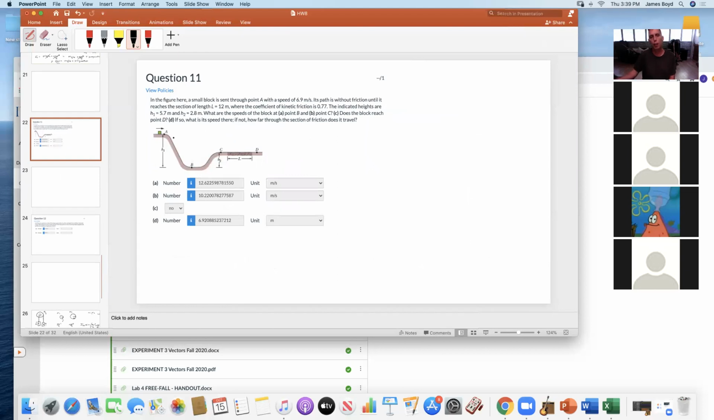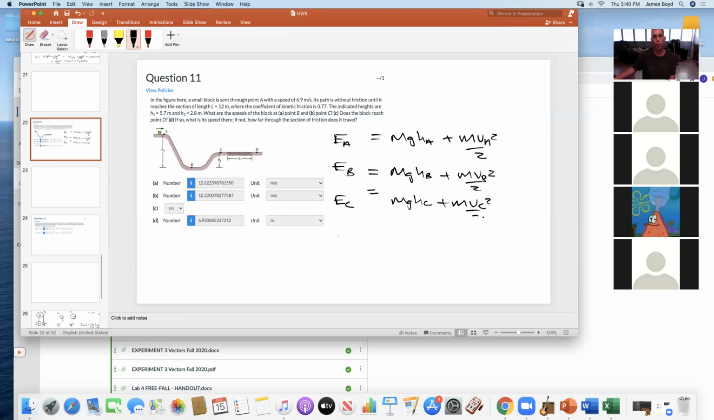Along those same lines, these are roller coaster problems. All you do is EA, EB, EC, and we'll get to ED in a minute. So this is mgha plus mva squared over 2, and mghb plus mvb squared over 2, and mghc plus mvc squared over 2. And we're going to assume that EA is equal to EB is equal to EC. We're going to assume that hB is 0 because it's at the bottom here. This is h1, this is h2. And from there, you can solve.